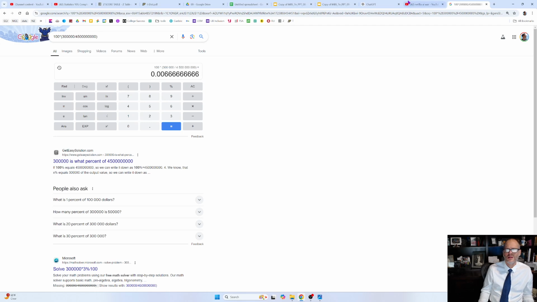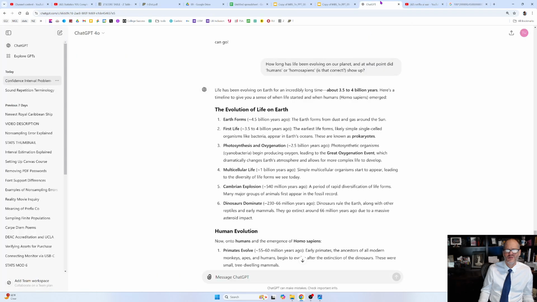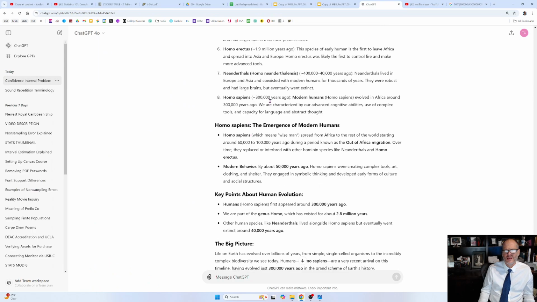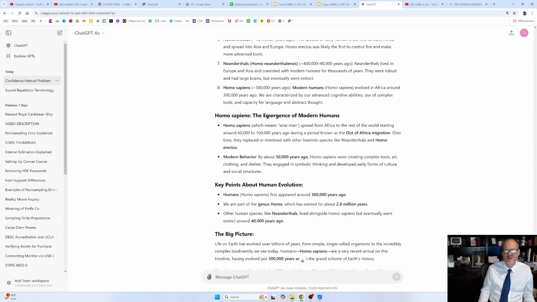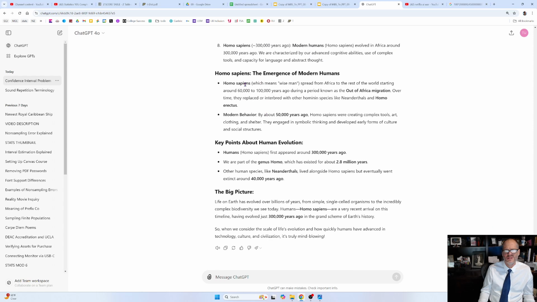It's like a super small number. It's like less than 1% of 1% that we've been around. So we're down there. We are characterized by this. Homo sapiens, emergence of modern humans.